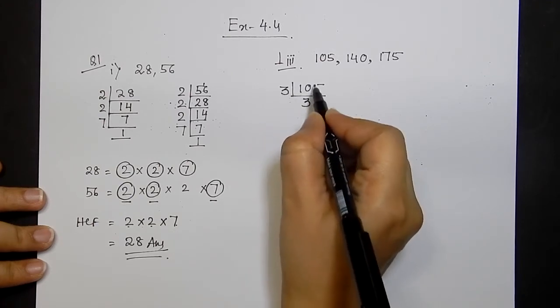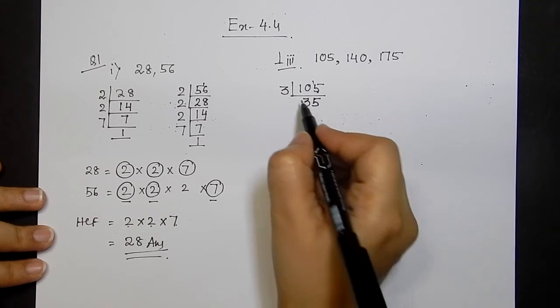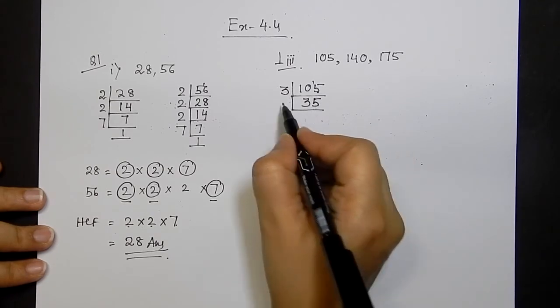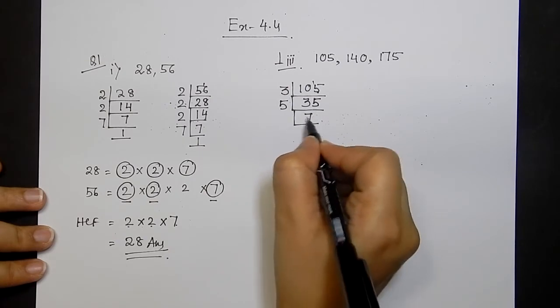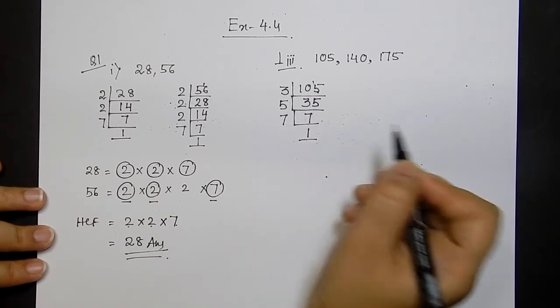3 3s are 9, carry 1, 3 5s are 15. Now see, it ends with a 5, so obviously it will be divisible by 5. 5 7s are 35. 7 is a prime number, so I have to use 7.